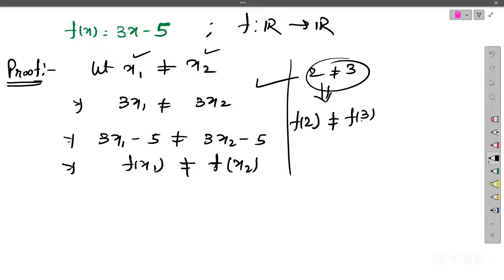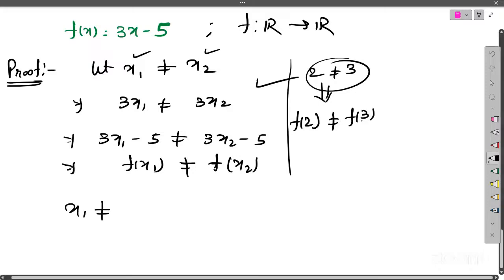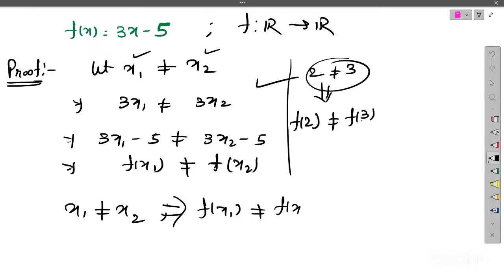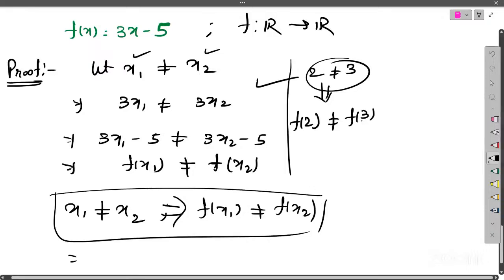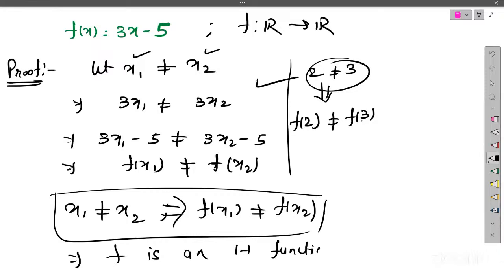So here what I proved is that if you take two distinct inputs, that means if x1 not equals to x2, where x1 and x2 are two points from your domain, then we can obviously say by these steps that f of x1 is also not equals to f of x2. So by the definition of a 1-1 function, we can say that f is a 1-1 function. Or in other words, for an input, it should have a unique value.